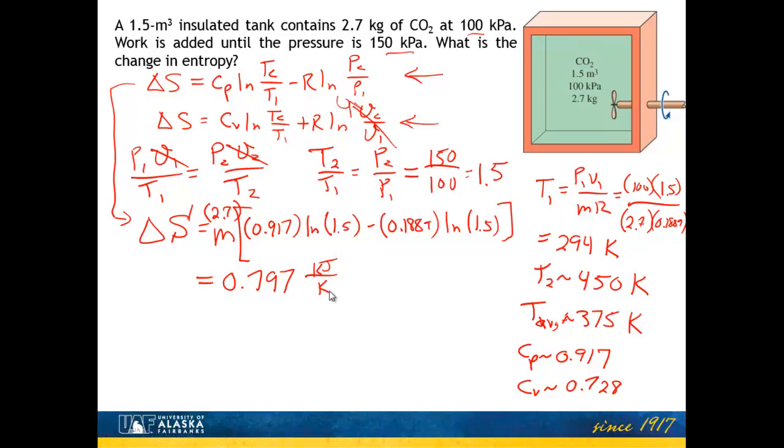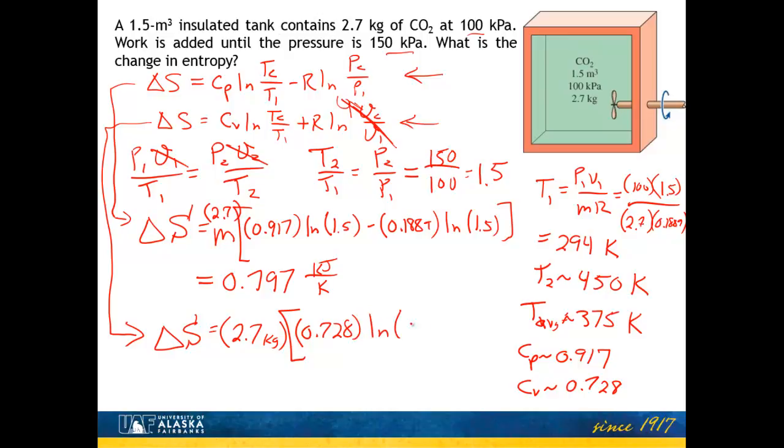Okay, so let's go ahead and verify that if I use this second equation, I should end up with the exact same thing. So delta S, and this again will be my extensive, and I'll multiply that by the mass, my 2.7 kilograms. All right, and now I don't have this second term, so all I've got is my Cv term, 0.728, and the natural log of 1.5. So just a little bit less to type into my calculator. If I do that, I find out I end up with the exact same answer, 0.797 units of kilojoules per Kelvin.